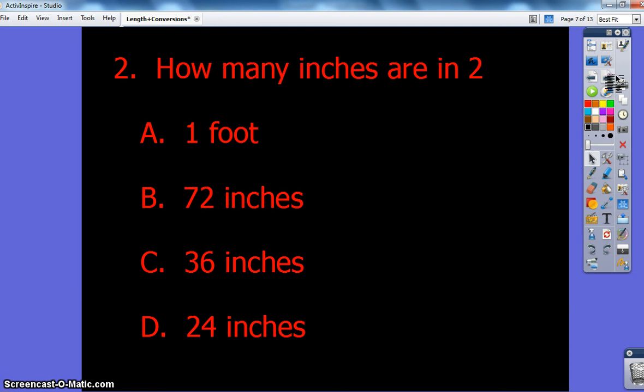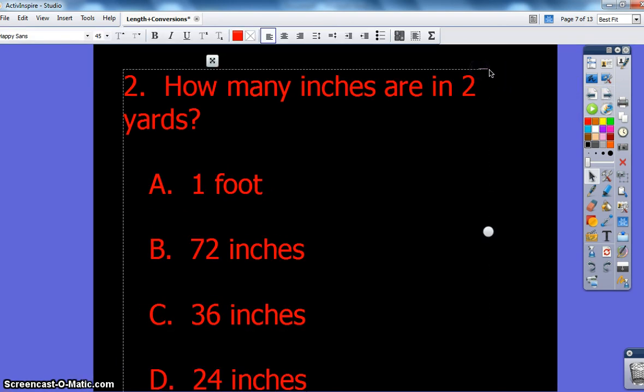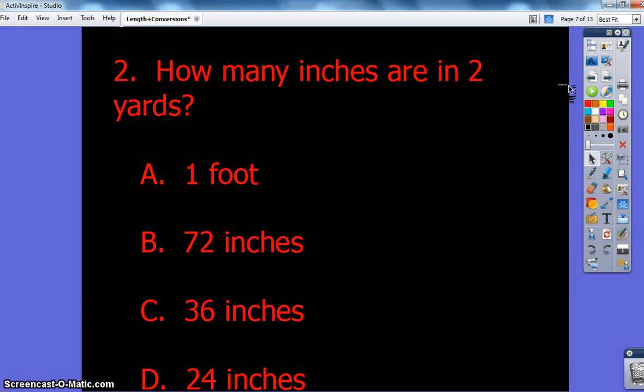Okay, next problem. How many inches are in 2 yards? I want you to see if you can figure that out right now. On your star chart, you know that 12 inches equals 1 foot and 3 feet equals 1 yard. So we're trying to figure out, if we have 2 yards, how many inches is that?